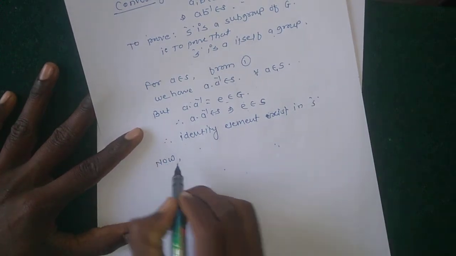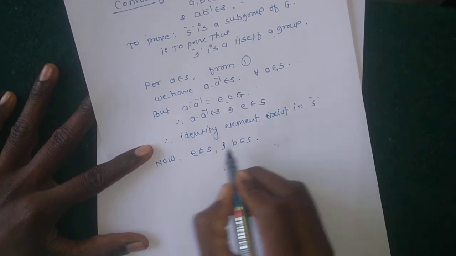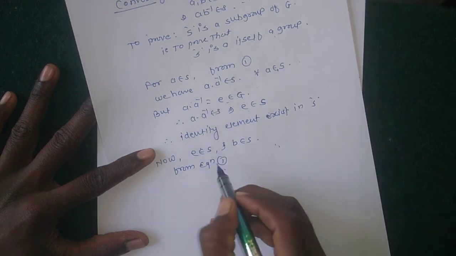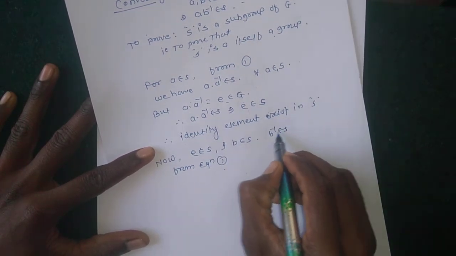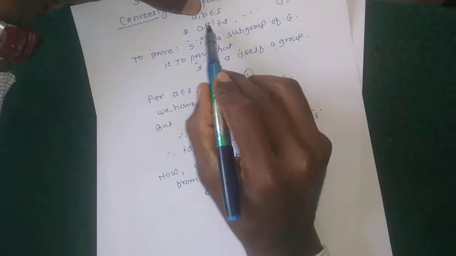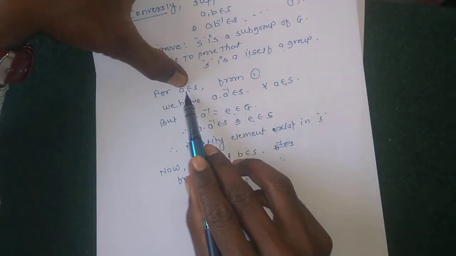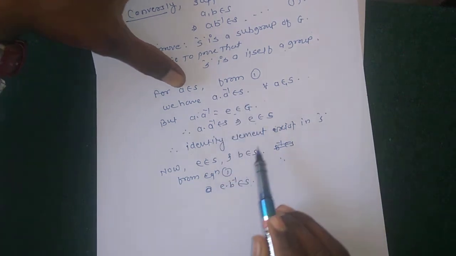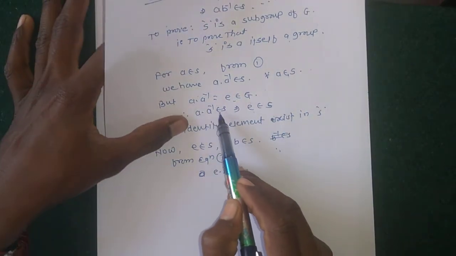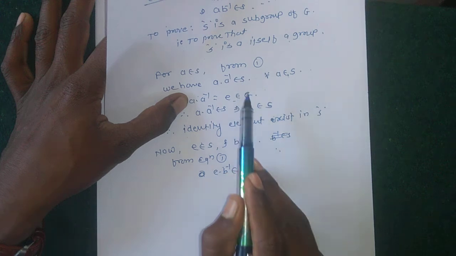Okay, now E belongs to S and B belongs to S. From equation 1, we say that B inverse also belongs to S, or E belongs to S, then E into B inverse belongs to S, because if A, B belongs to S, then A B inverse belongs to S. And this is from equation 1, A belongs to S, then A into A inverse belongs to S. But in the given group, S is a subset of group G, and G is a group, then G satisfies this condition, A into A inverse equal to identity, but A into A inverse belongs to S, means E also belongs to S.